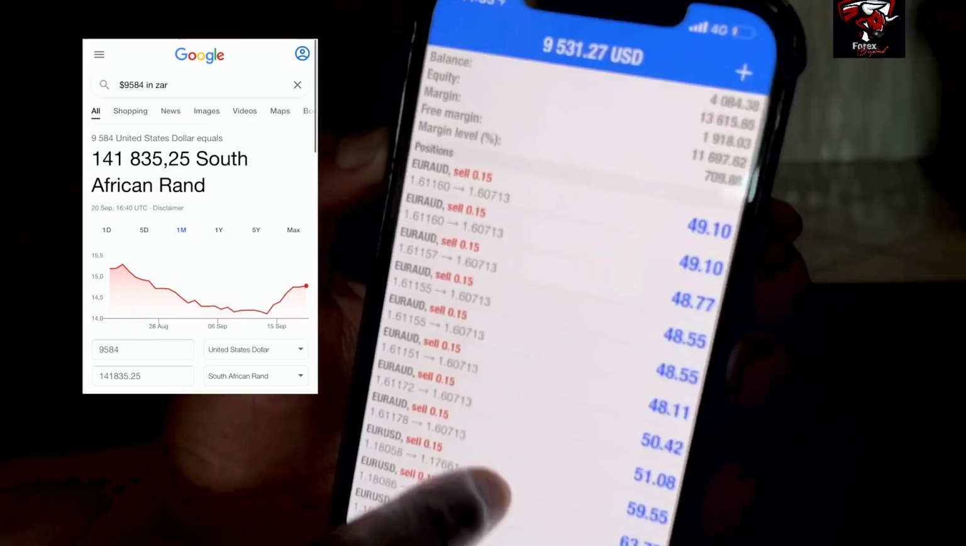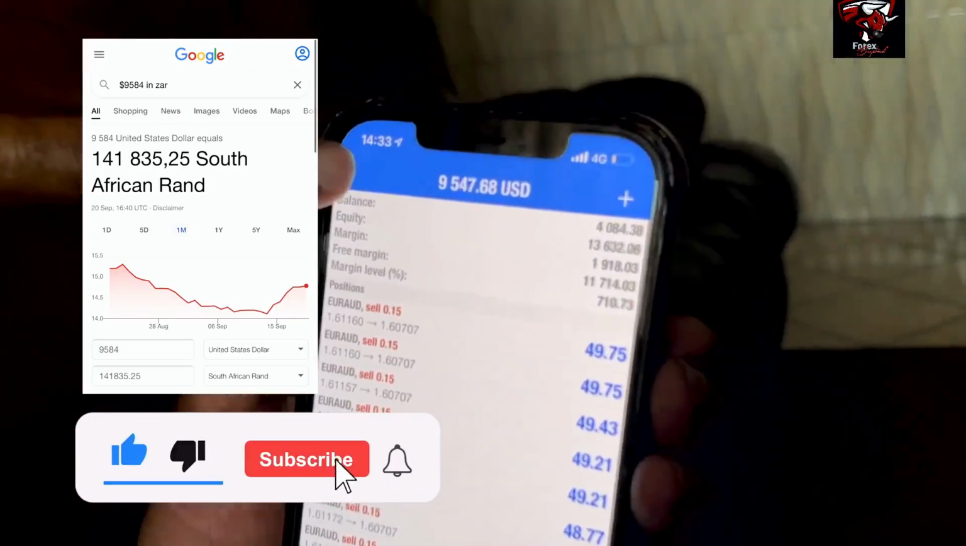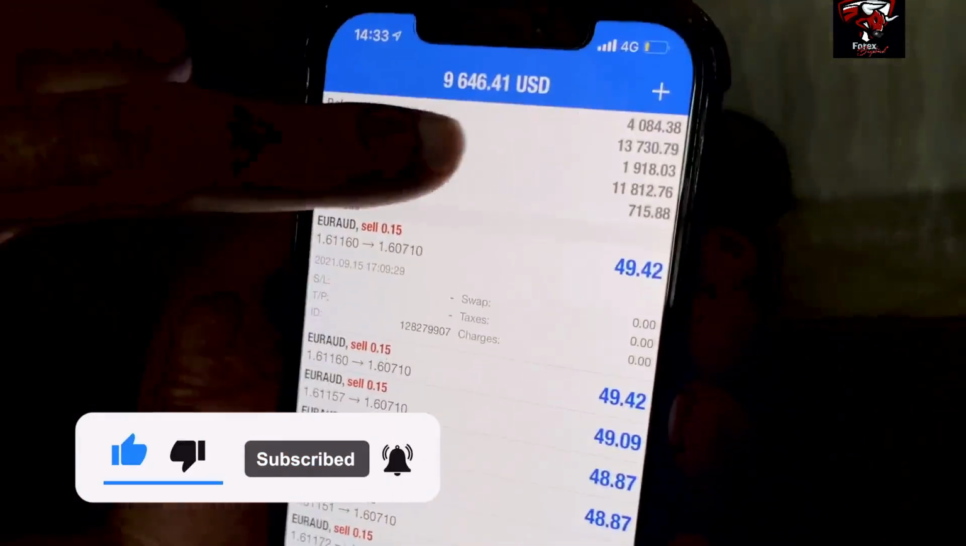Yeah guys, so basically I want to show you how I was able to reach 9,000 USD, which is close to 10,000 USD, from a 4,000 USD account. So basically guys, I deposited 4.5. As you can see, I took some losses today.